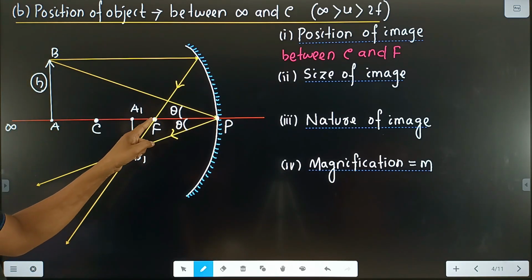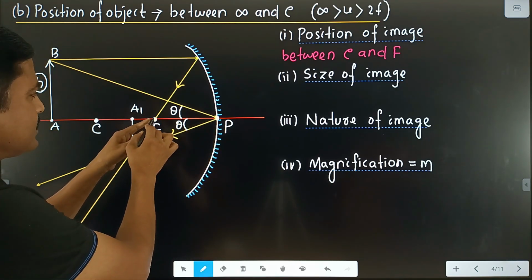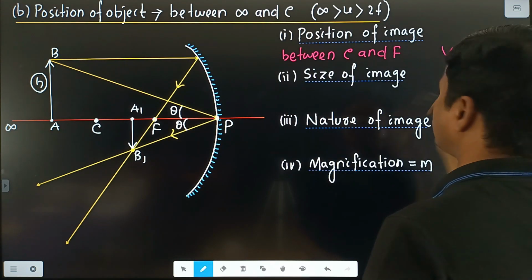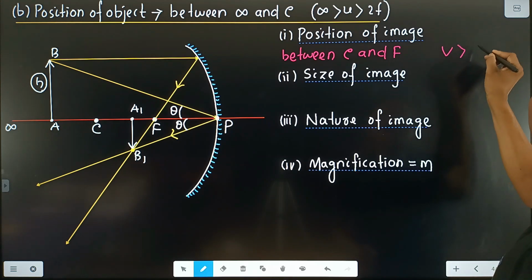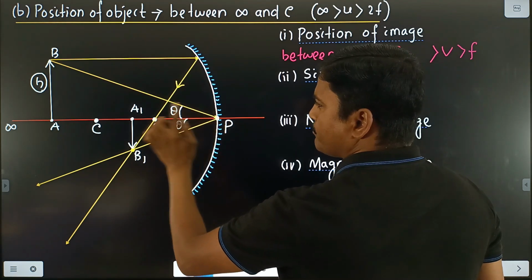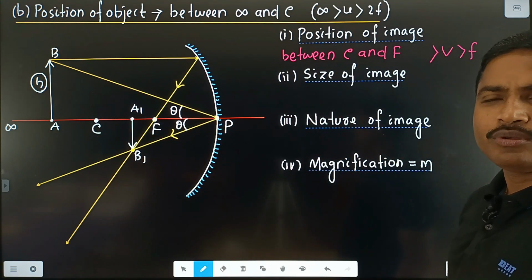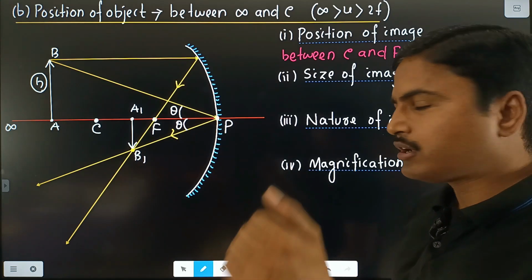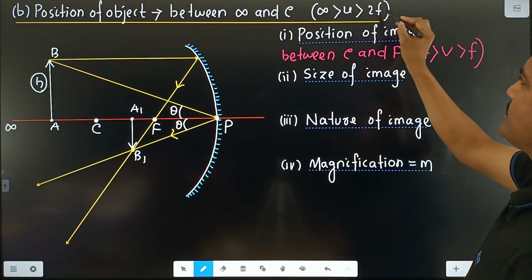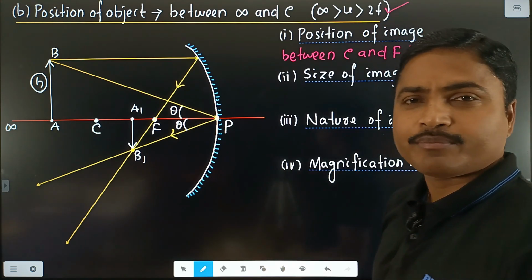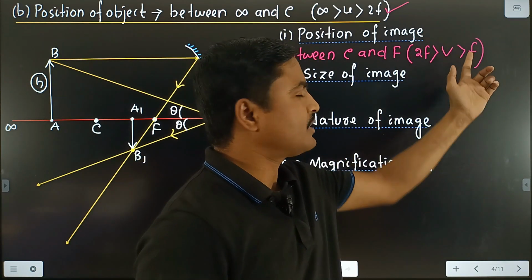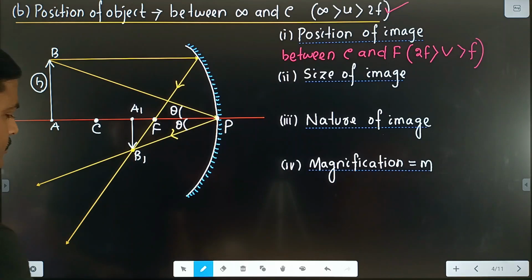And F means this is the focus, pole to focus, that is the focal length, we write small f. That means simply we write v is the image distance. The image distance is greater than the focal length and less than, this one is the center of curvature, from P to C. From P to C we write that is the radius of curvature and that is double the focal length, twice f. That means if the object is situated in between infinite and 2f from the concave mirror, the image is formed in between twice f and f.